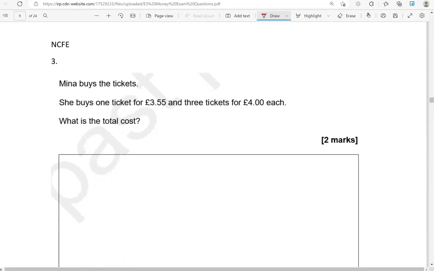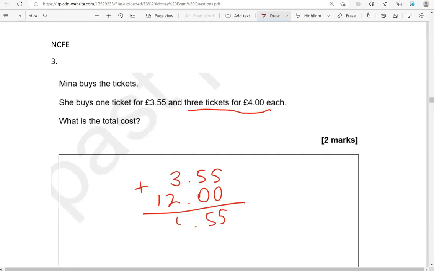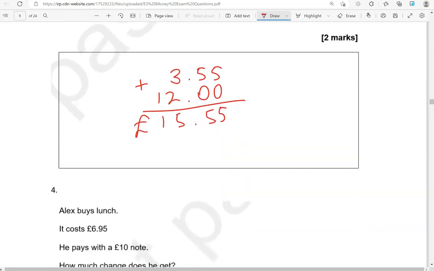Mina buys the tickets. She buys 1 ticket for £3.55 and 3 tickets for £4 each. What is the total cost? So £3.55 and the 3 tickets for £4 each. So 3 times 4, that is 12. So adding these together, 5, 5, 5, 1. £15.55, and you can check with the calculator.